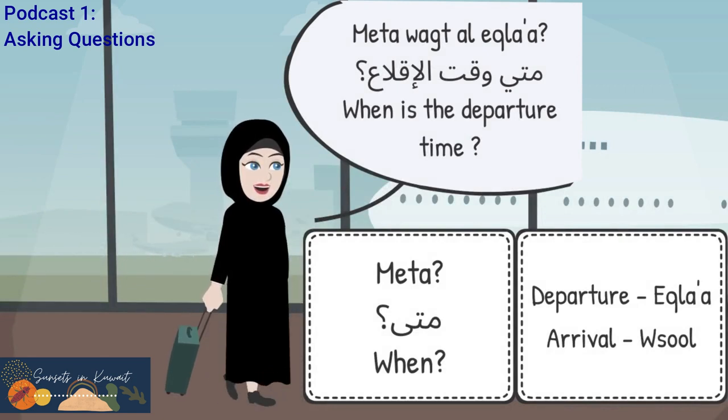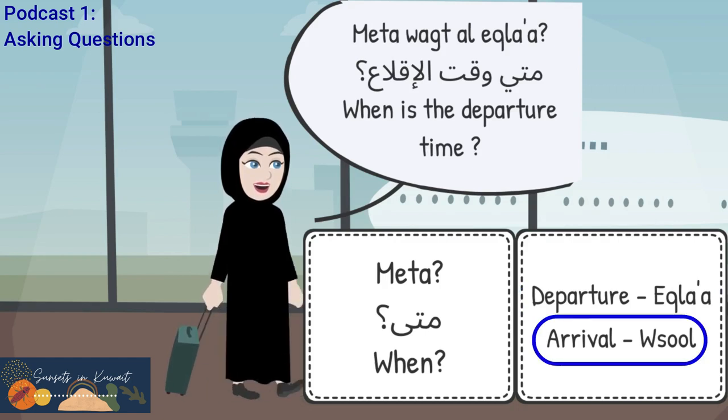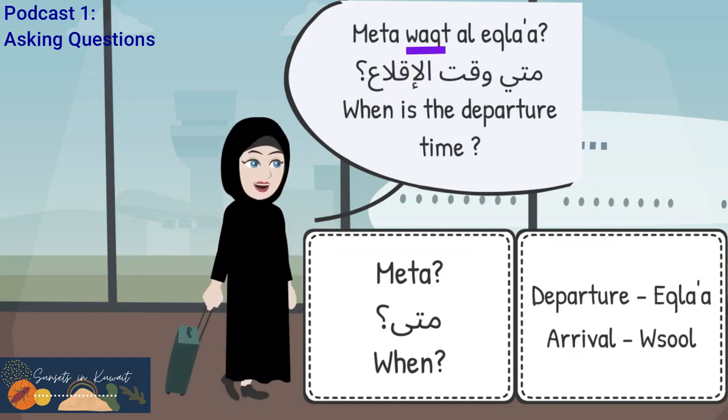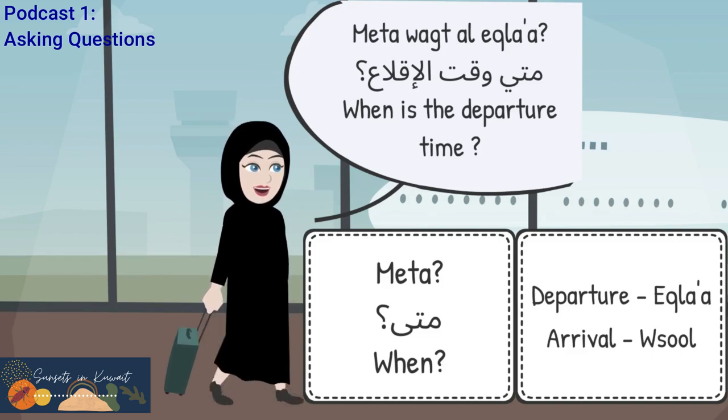Okay, so if you go to the airport and you're wondering if your flight is coming soon or not, you can ask متى وقت الإقلاع? When is the time for departure? So إقلاع means departure. Arrival means وصول. متى means when. وقت means time. And then الإقلاع is departure. Also landing is هبوط. The landing is هبوط, and take off you would say إقلاع. So إقلاع and وصول.